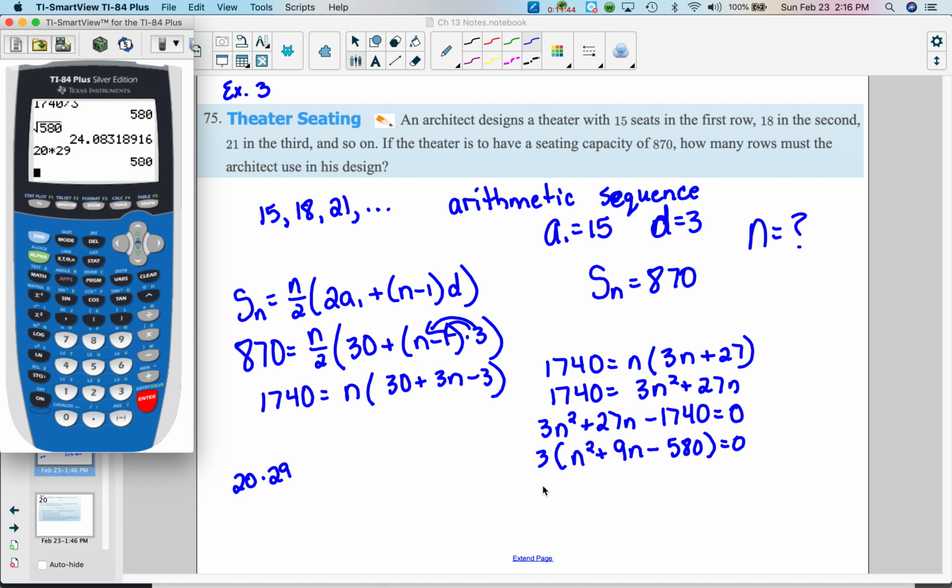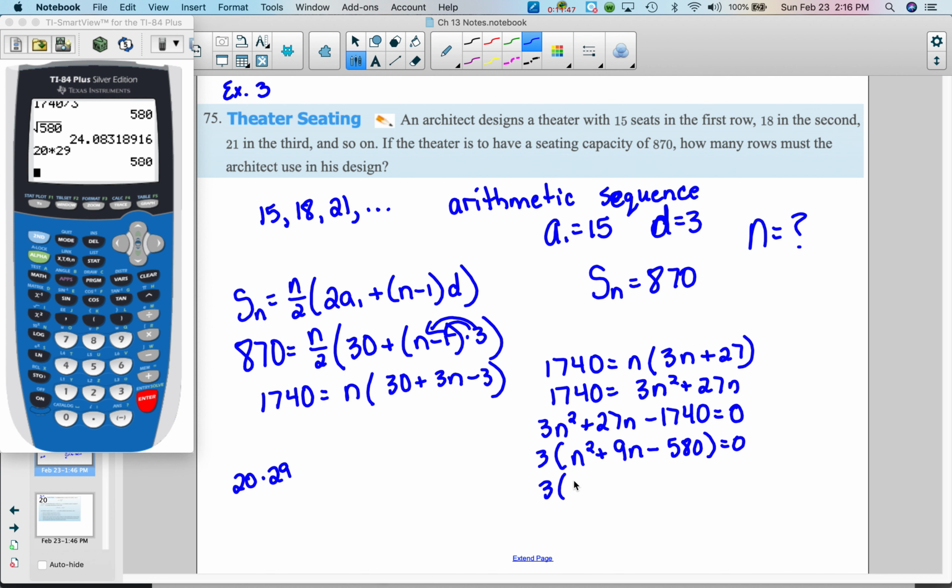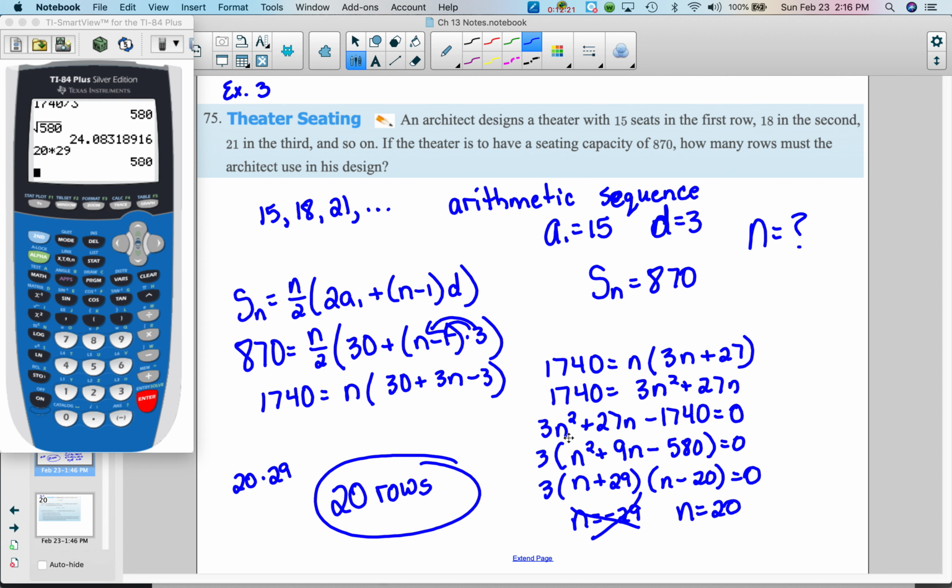I kind of like that. So then I get 3 times n plus, let's see, it's going to need to be a positive 29 and a negative 20 in order to have it work out with a positive sum. So then that means if n plus 29 is 0, that n would be negative 29. And here if n minus 20 is 0, then n equals 20. And you can't have negative rows. So our answer is 20. So that means the architect needs to have 20 rows. And that would be our answer.